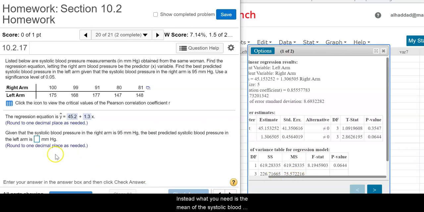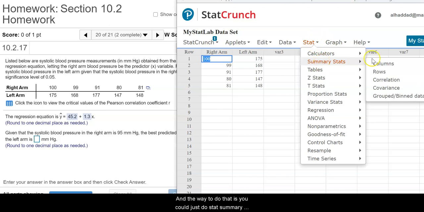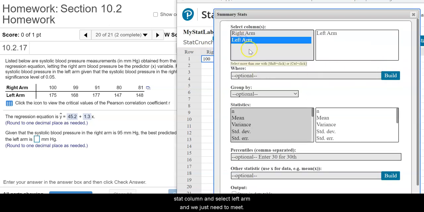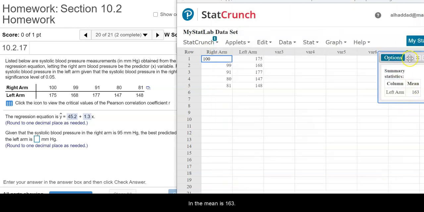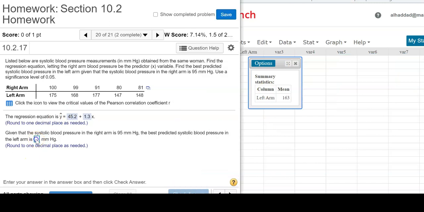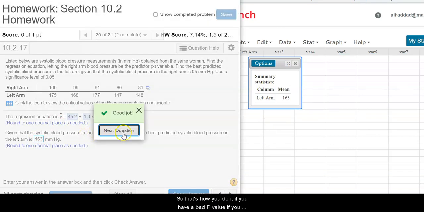Instead, what you need is the mean of the systolic blood pressures in the left arm. And the way to do that is you could just do stat, summary stat column, and select left arm, and we just need the mean. And the mean is 163. So that's how you do it if you have a bad p-value, if you have a big p-value.